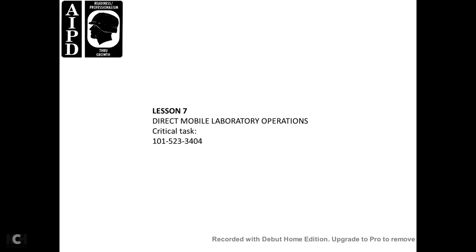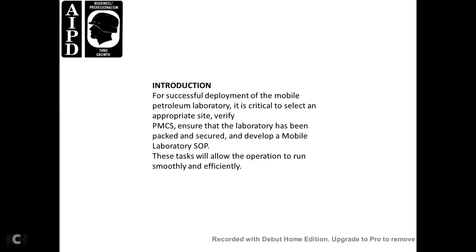Lesson 7, direct mobile laboratory operations. Critical task 101-52-3404. Introduction. The successful deployment of the mobile petroleum laboratory requires critical selection of the appropriate site and verifying the preventive maintenance checks and services, to ensure the laboratory has been packed, secured, and deployed with the mobile laboratory standard operating procedures. This task will allow the operation to run with smooth efficiency.